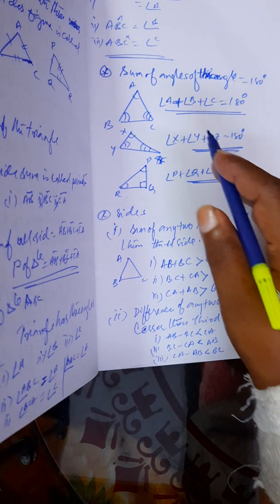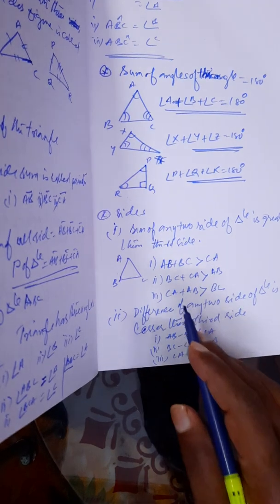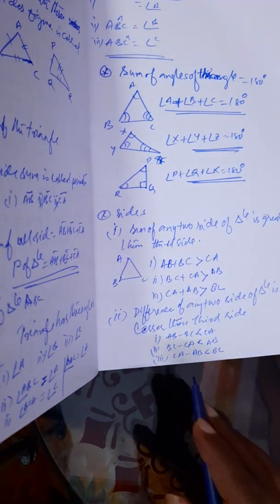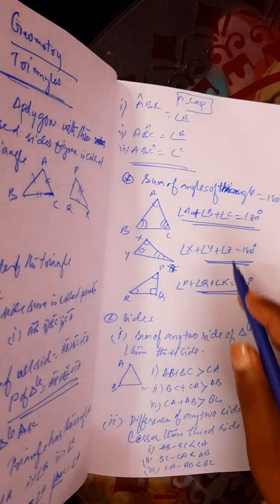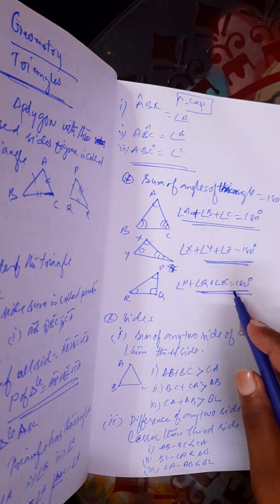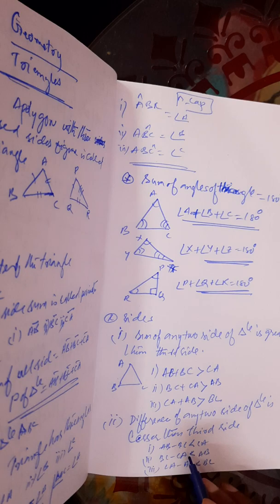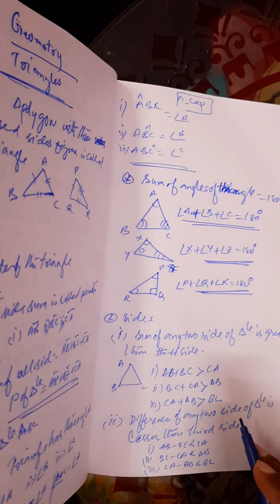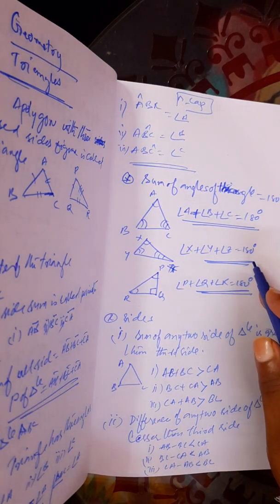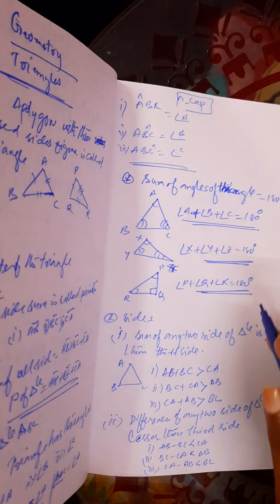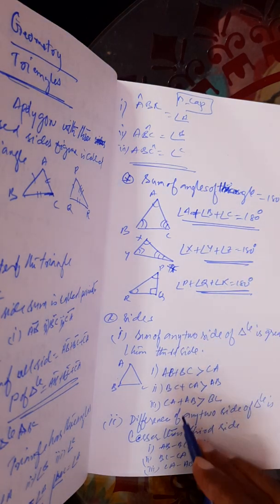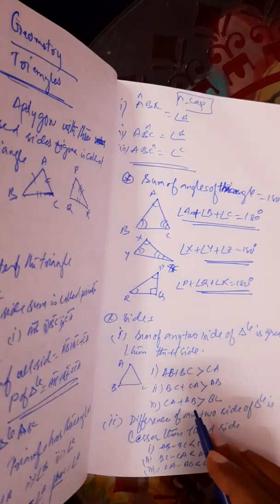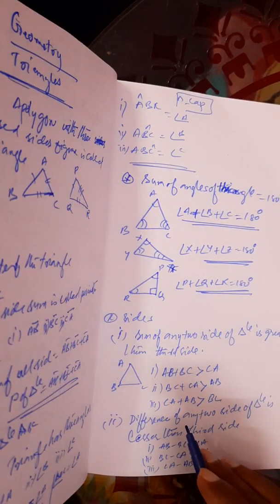The sum of angles should be 180, and the difference of any two sides should be less than the other side. If any of these conditions fails, they will not form a triangle. If the angle sum is greater than or less than 180, they will not form a triangle, not a closed 3-sided figure. Remember that.